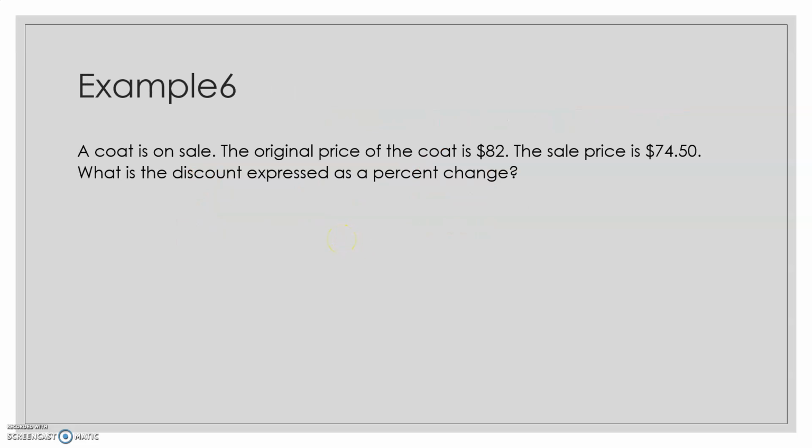So coats on sale, original price. So as we're writing our proportion, here we go. We have an original. It's $82. Sale price is $74.50. So in order to find the change in the amount, we take our new amount, $74.50, and we subtract our original amount, $82, and we're going to find out that the change in the amount is going to be $7.50, and it's negative, right? It's going down. It's a decrease. It's on sale, so it went down $7.50. So there's our change in the amount.